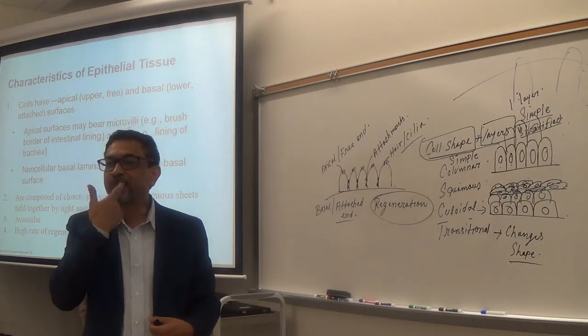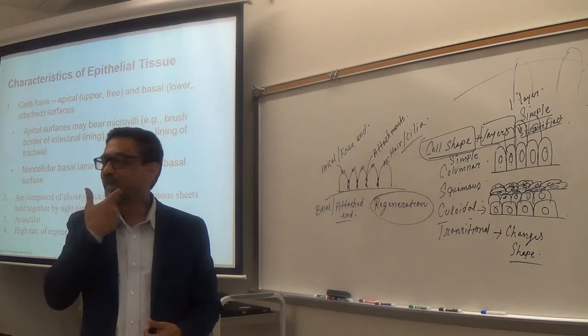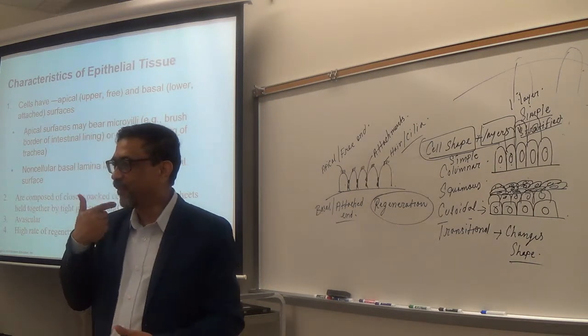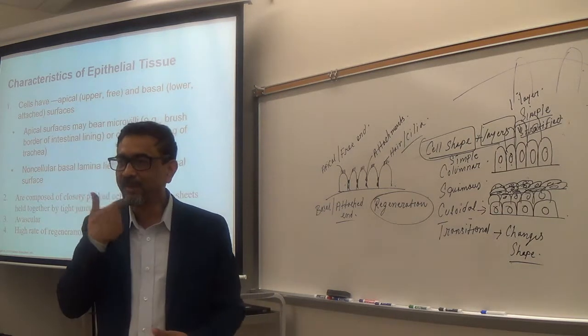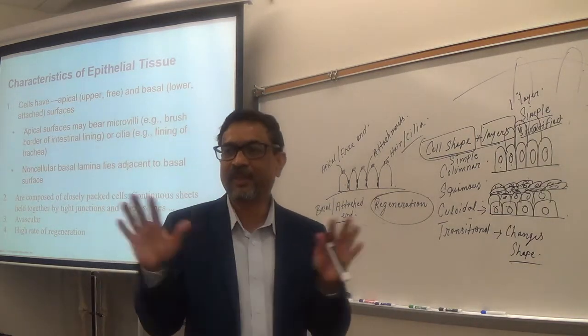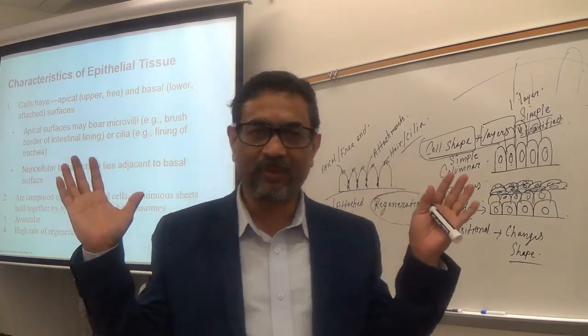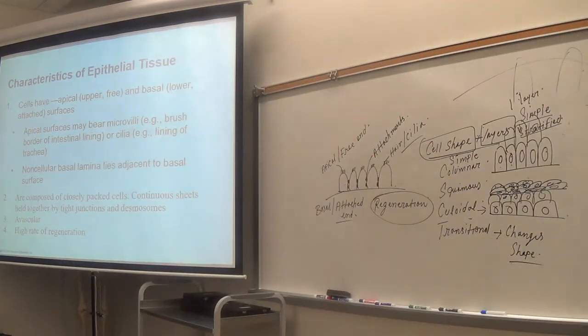When you eat something very hot, many cells in your mouth, inside the mouth, the lining is epithelium, right? So inner lining is being destroyed, right? You know, and quickly new cells are being formed, tissue is being formed. So high rate of regeneration.